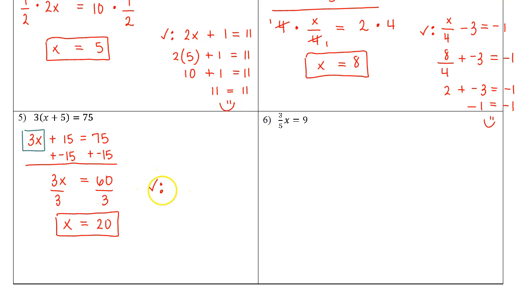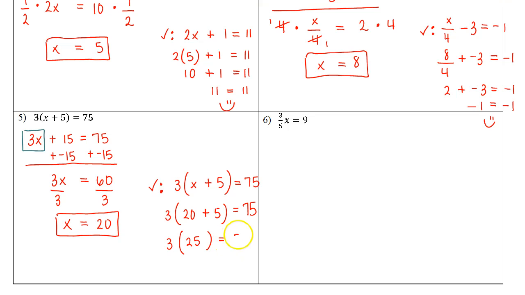We'll know for sure once we plug it back into our original equation and check it. So I have 3 groups of x plus 5 equals 75. 3 groups of 20 plus 5 equals 75. At this point, I could distribute the 3, or I can just use order of operations. And if I simplify in parentheses first, 20 plus 5 is 25. And now I'm going to multiply by the 3, which gives me 75 on the left and 75 on the right. So good news for us.